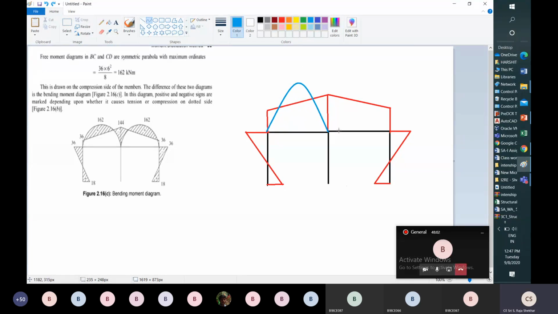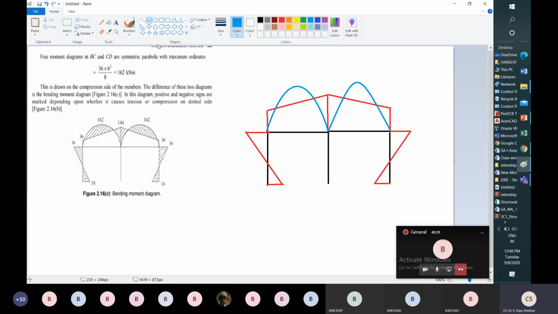So this is the variation of the applied moment diagram. This is the bending moment diagram due to applied load. The variation is parabolic, and the maximum intensity is 162 kilonewton meter.